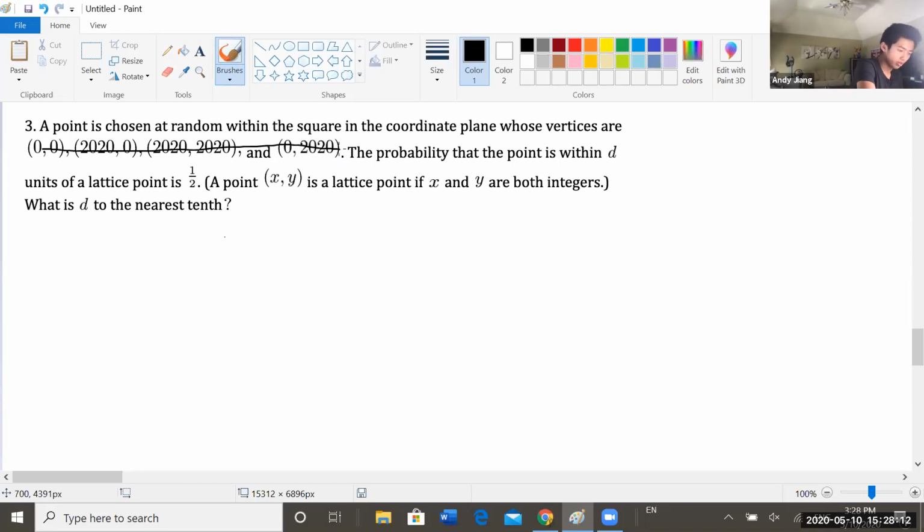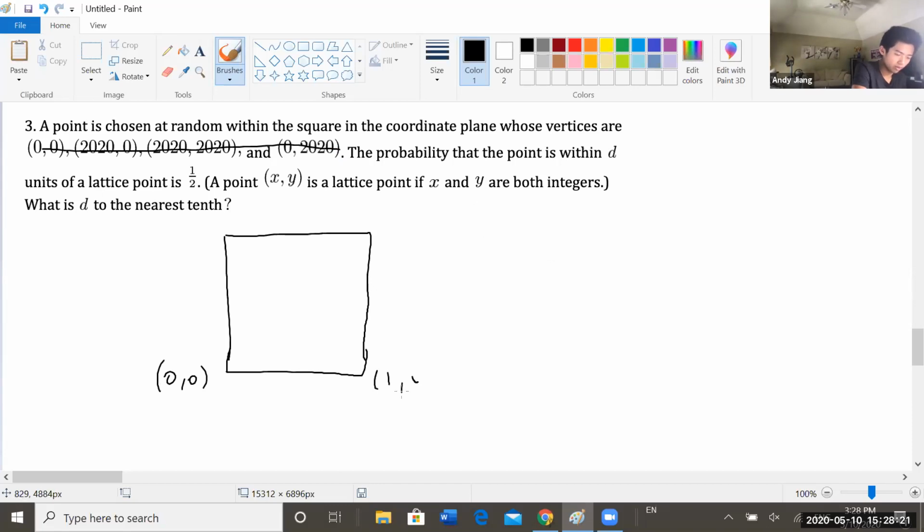Okay. So I'll draw out a unit square. Let me just assume that this is 0, 0. This is 1, 0, 1, 1, 0, 1. And it says that the probability that a point is within d units of a lattice point is 1/2. A lattice point means a point where both coordinates are integers. So the only lattice points in this diagram are the corners of the square.